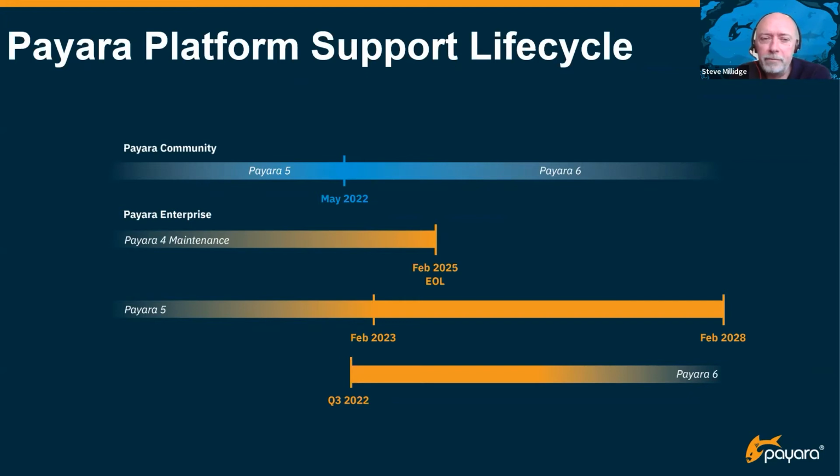So Payara 5, when we released it back in, I think, 2018 or something like that, has a 10-year life cycle. Payara 5 doesn't enter maintenance until February 2023. What maintenance means is that major features stop going into it, but we still do updates, bug fixes, platform certifications for the latest Java versions, and database drivers, and infrastructure, operating systems, those sort of things. It'll stay in maintenance right through to 2028.